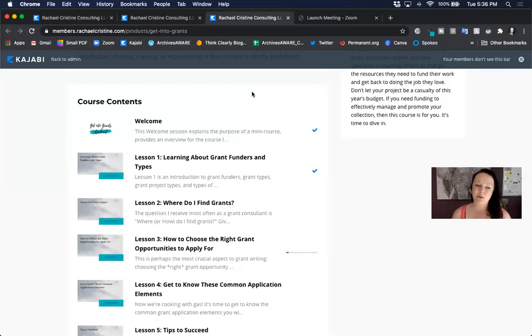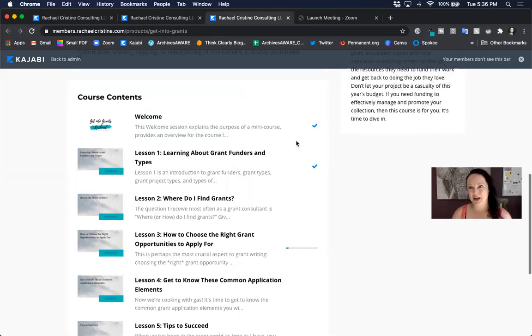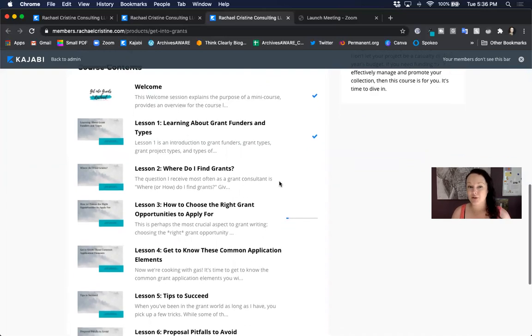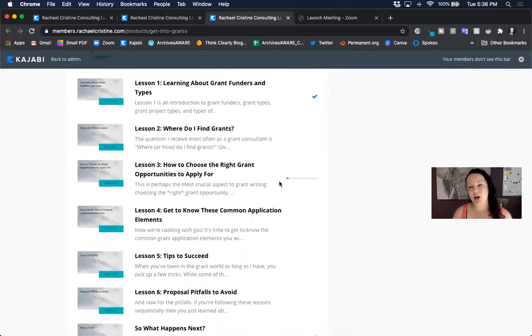And this is for anyone who is brand new, or maybe they've only done grant writing a couple times, or they're a bit rusty. So it's a great refresher and/or introduction depending on where you're at with grants. We get into learning about grant funders and types just off the bat, especially for libraries, archives, and museums. There's some specific grants that we tend to go for. Then lesson 2 is where do I find grants? And this provides some great strategies for you to find grants appropriate for your institution and project.